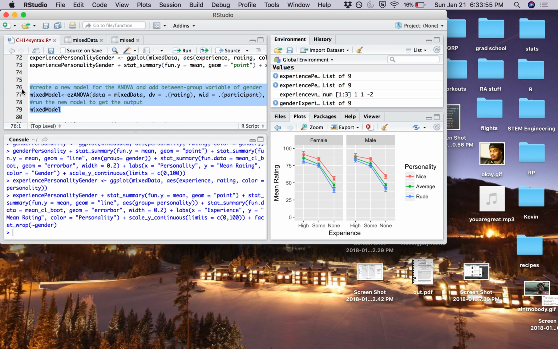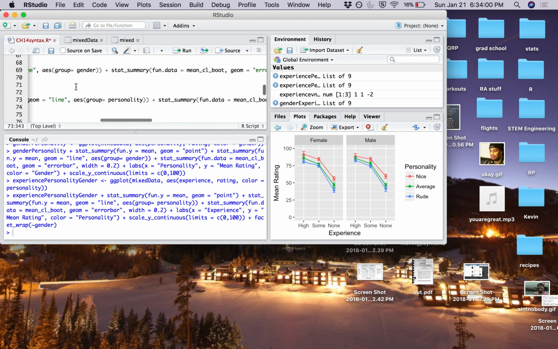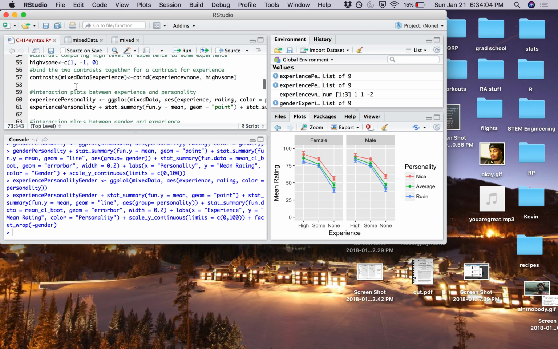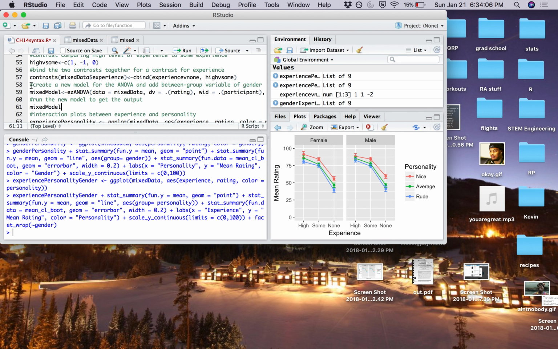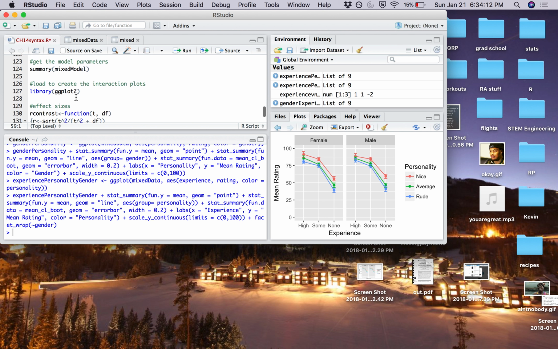Shoot. Sorry. I don't want to do this after. Contrast, contrast. And now I need to go get this.